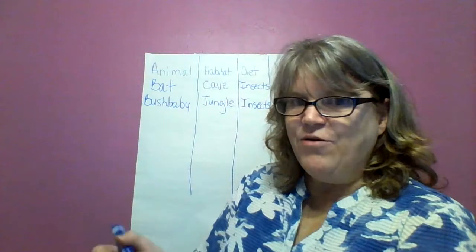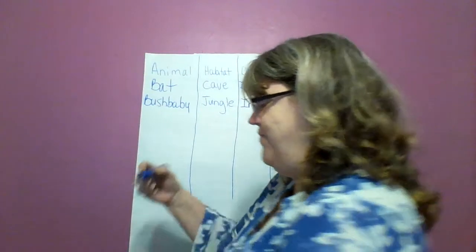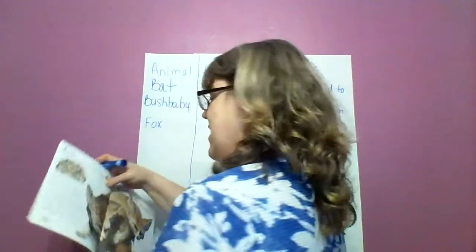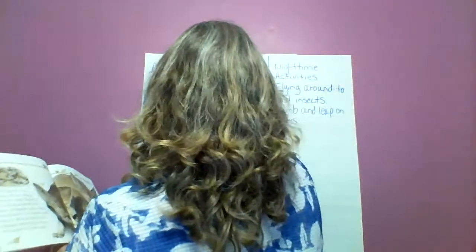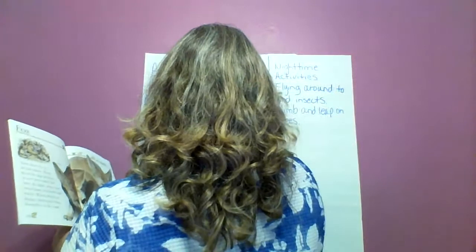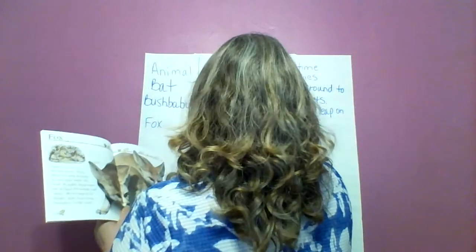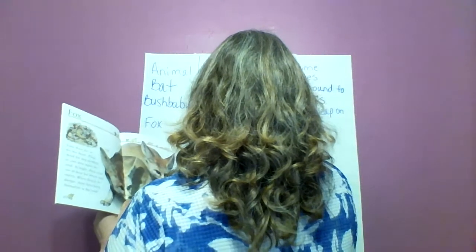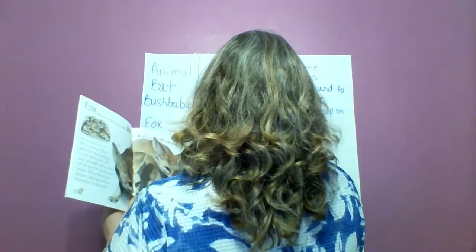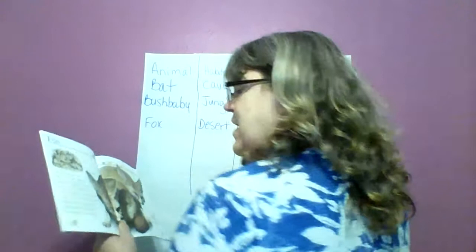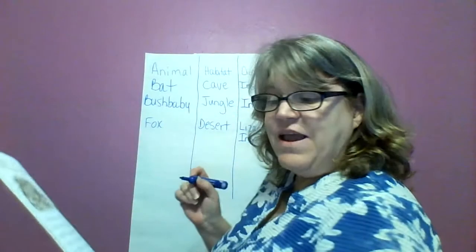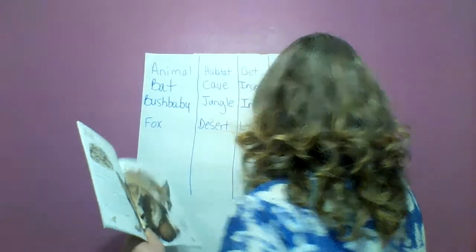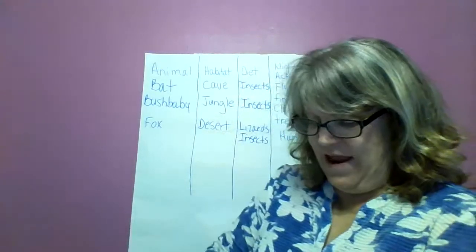So let's fill out our chart real quick. We have a fox, and their habitat is the desert. Their diet is lizards and insects. And it says at night they hunt. So that is their nighttime activity.